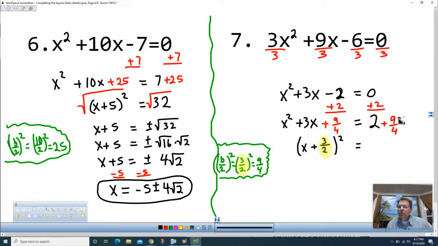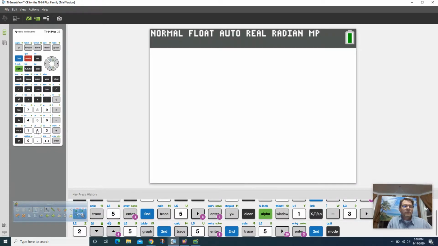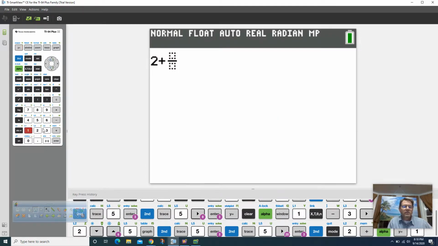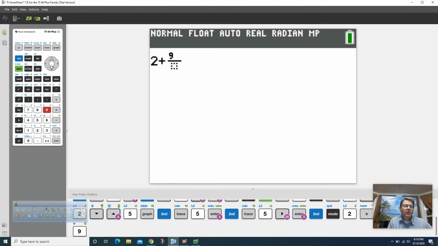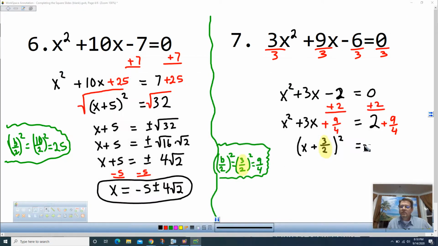Now, what's 2 plus 9 over 4? Well, let's see here. You all get uptight about these fractions. We've got this nice fancy calculator, let's let it do some work. 2 plus 9 over 4 is 17 over 4. So 17 over 4.